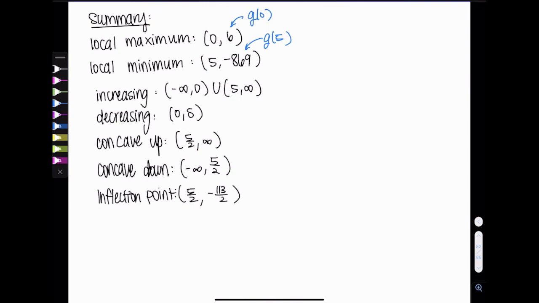It's important to note that our intervals of increasing and decreasing will only be in terms of parentheses because you cannot be increasing or decreasing at an exact point, so you'll never be using brackets. This is the same for intervals of concavity. We have an interval of concave up from 5/2 to infinity and concave down from negative infinity to 5/2, and an inflection point at (5/2, -113/2). And the y value for the inflection point is found by evaluating g at the critical number of the second derivative, 5/2. Let's put all of this together to graph.